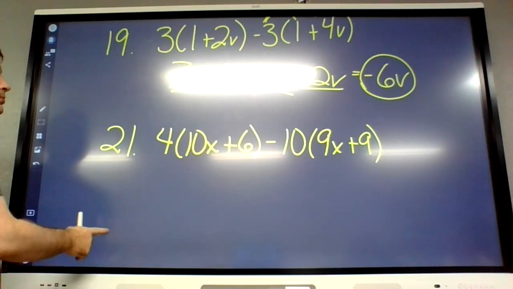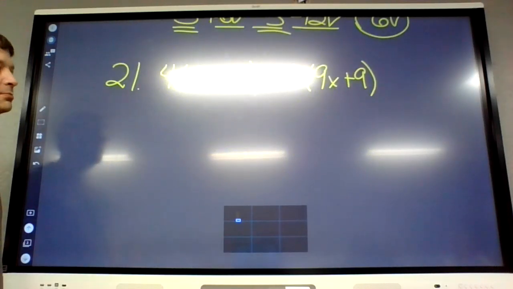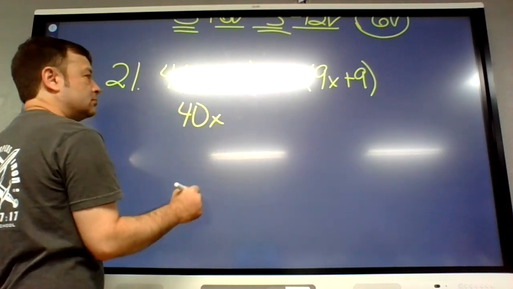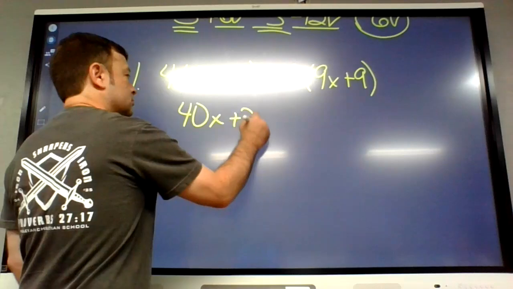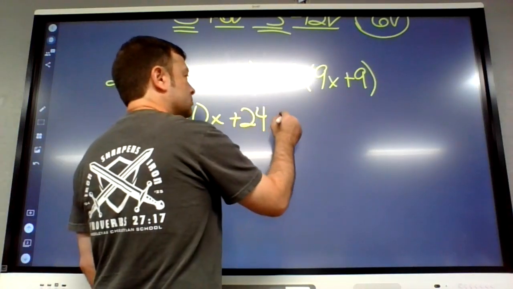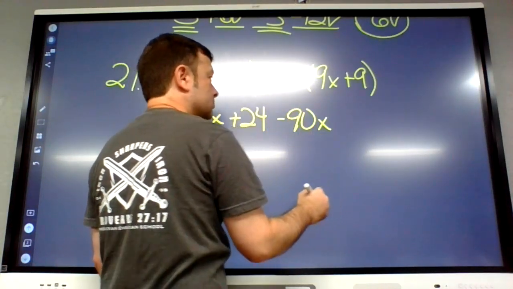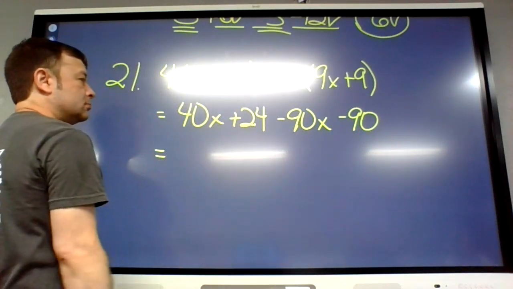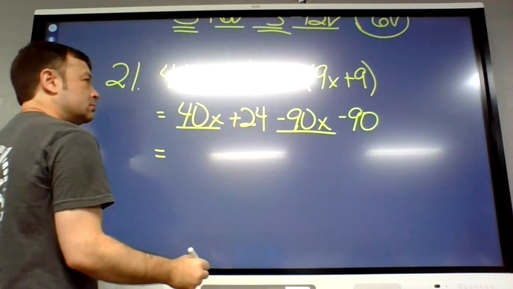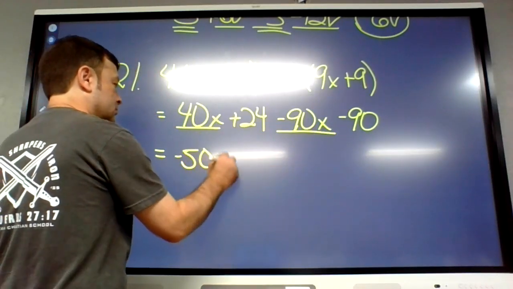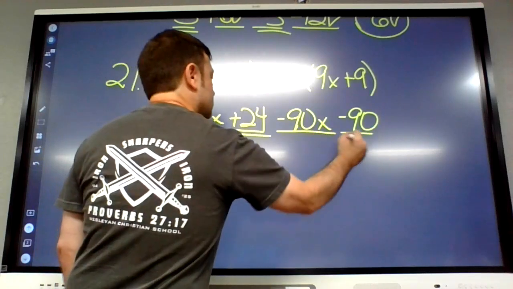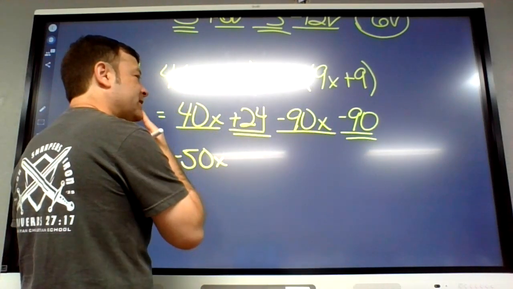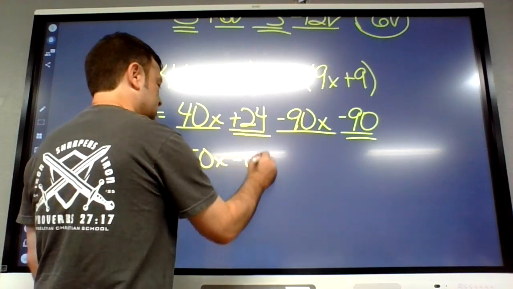Okay, Joe. You would do 4 times 10x, which would be 40x. Then you would do 4 times 6, which is 24. And then you have negative 10 times 9 is negative 90. And then you would combine the 40x and the negative 90x, and that's negative 50x. Then you would combine the 24 and the negative 90, and then you get negative 64. I think it's negative 66. Yeah, negative 66.